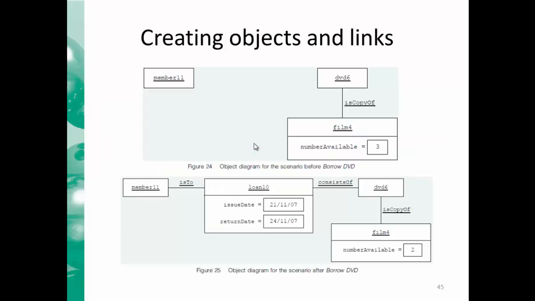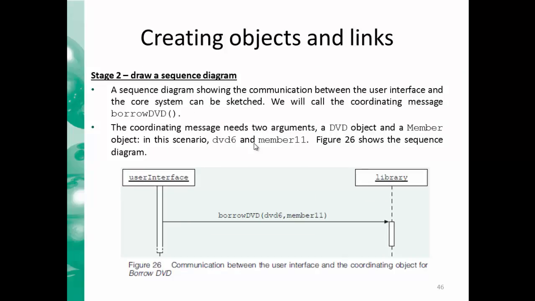So we go through the same approach of our dynamic system design or dynamic model design, where we first choose the scenario before borrowing the DVD by member 11, and you didn't see any link between member 11 and the DVD, where the lower object diagram shows us the object diagram when the DVD is borrowed and there is a loan created as a result of this.